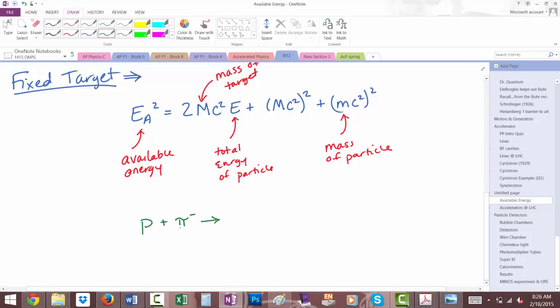Lead acid batteries. So here's an example. A proton interacts with a negative pion, right? Okay. We've talked about this reaction before. It creates a lambda and a kappa.